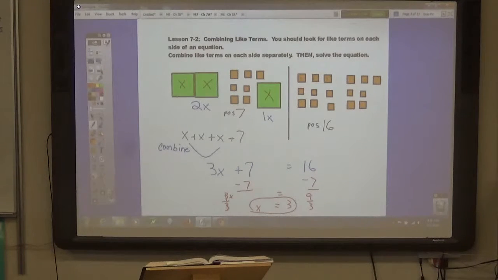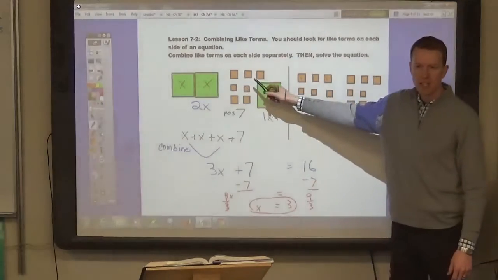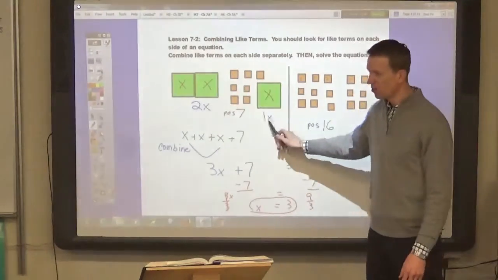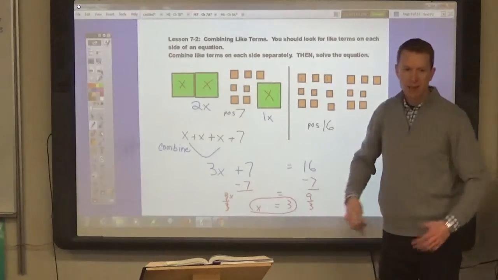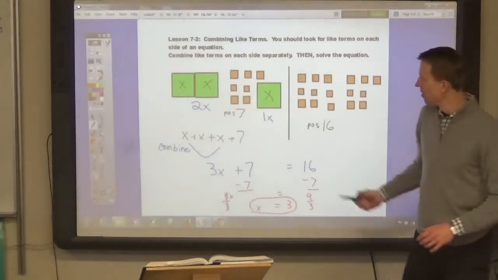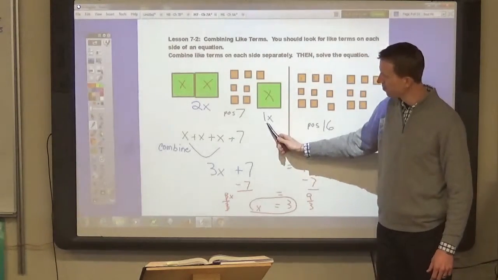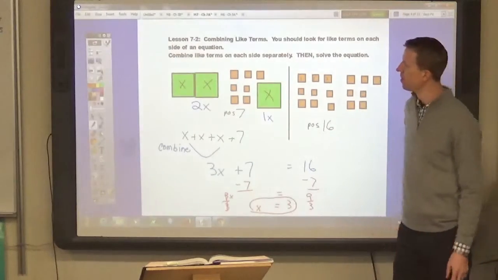In lesson 7.2, we're going to start with combining like terms. Now, we did this a little bit yesterday when we were reviewing for this chapter. Like terms are terms that look exactly alike. They're the same kind of terms. They are, in this case, the x terms. So here's a model just to show you what like terms look like.